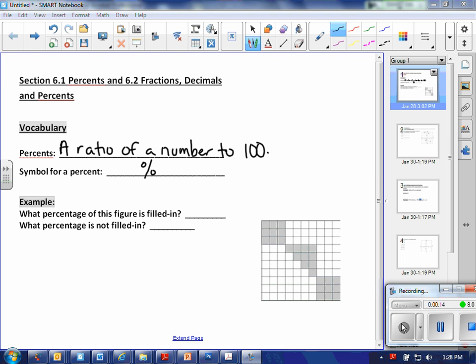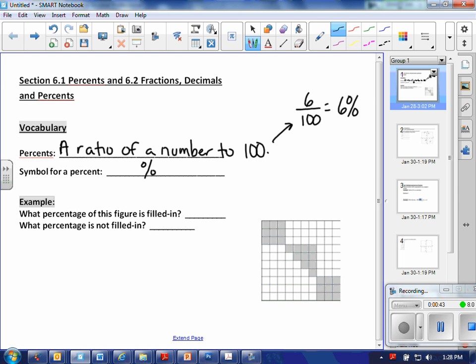We're going to start off with just basically talking about the definitions. First off, a percent, we just got out of the ratio unit. A percent is actually a ratio. You don't see it that way very much, but by definition, it's the ratio of a number to 100. So for example, if I took the number 6 and I made it a ratio to 100, that's equivalent to 6%. Okay? So that's what it means by that.